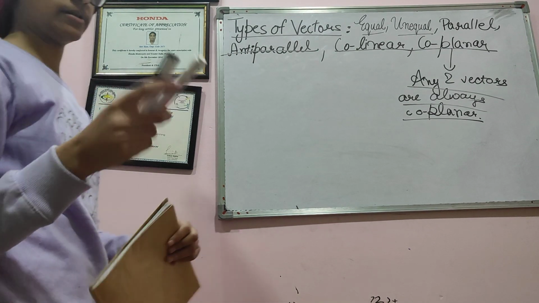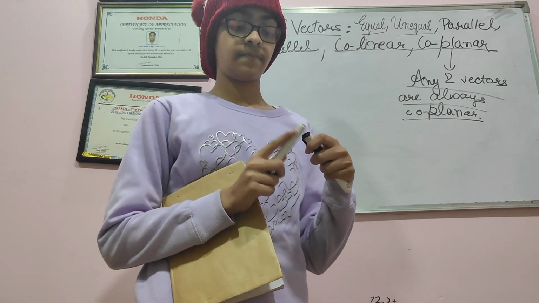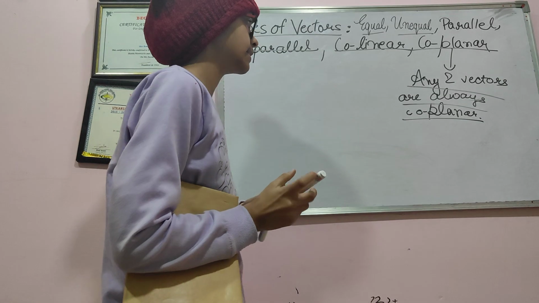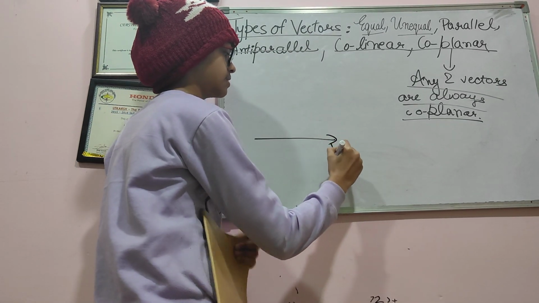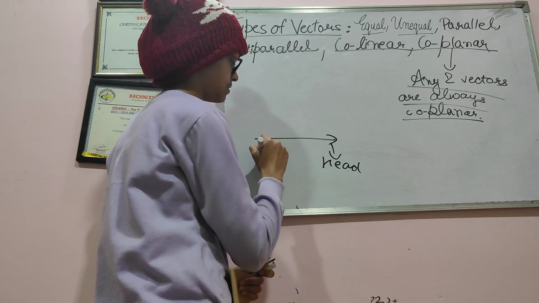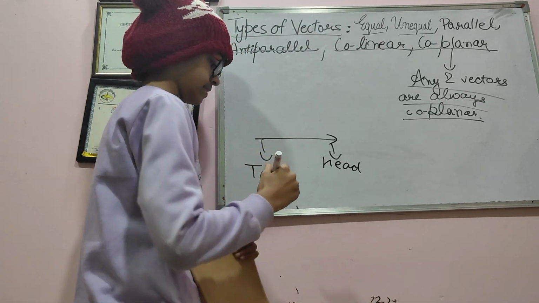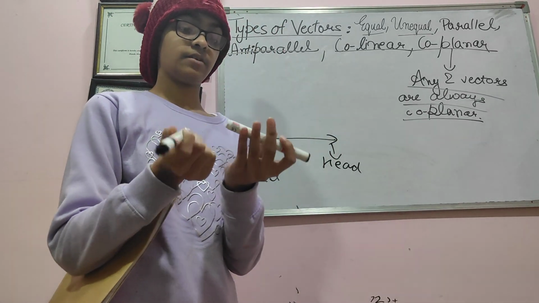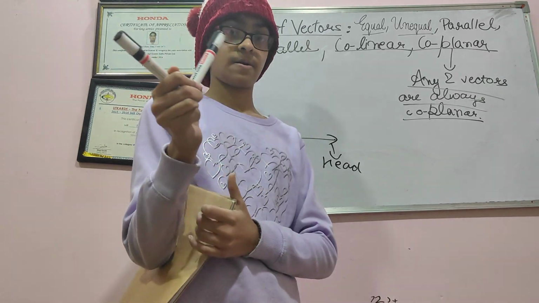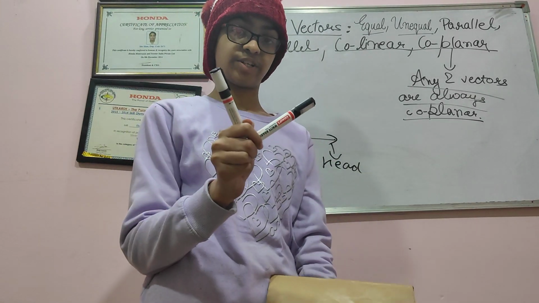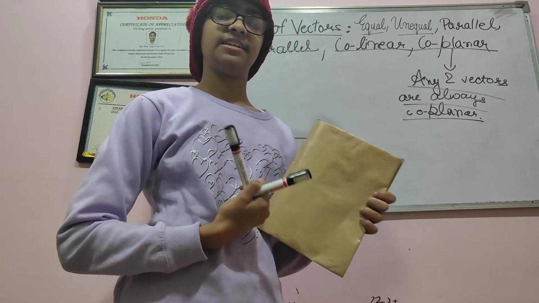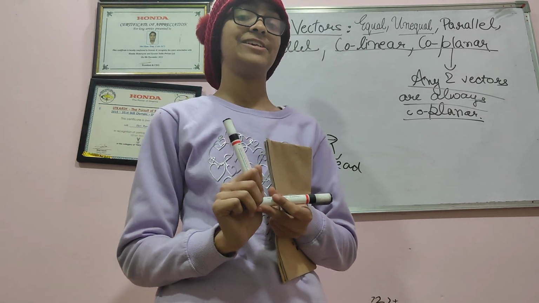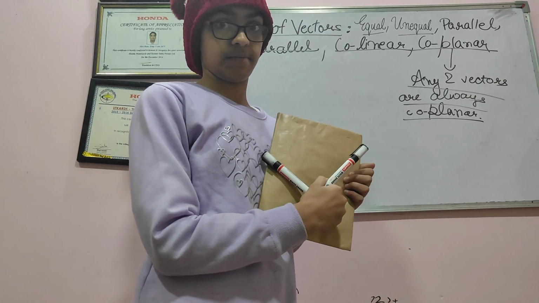Like I have 2 vectors. Imagine this is the vector. This is the head. The arrow part is known as the head, and this is known as the tail. So imagine the marker tip is the head. It is acting from the same point. 2 vectors. Do they lie on the same plane? Yes. You can take them any way. They will always lie on the same plane.